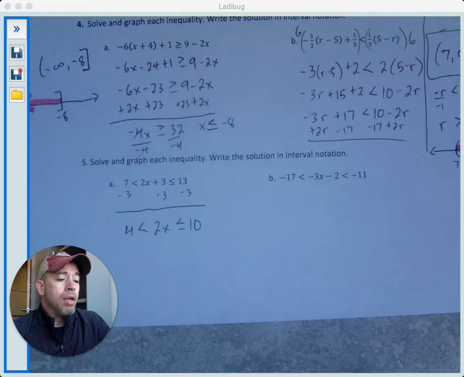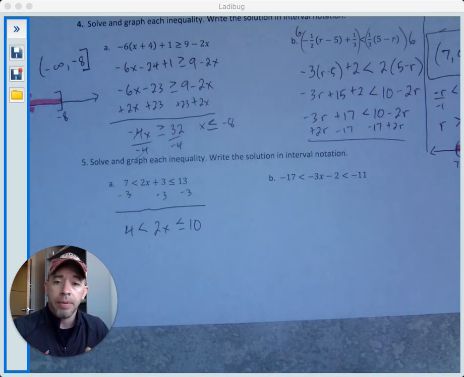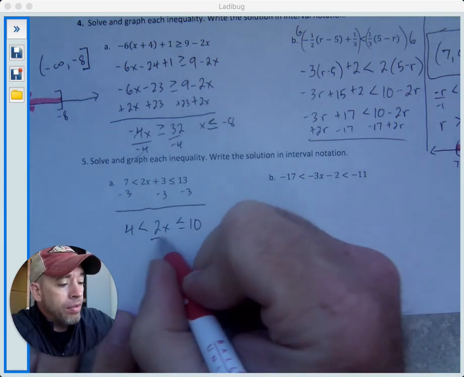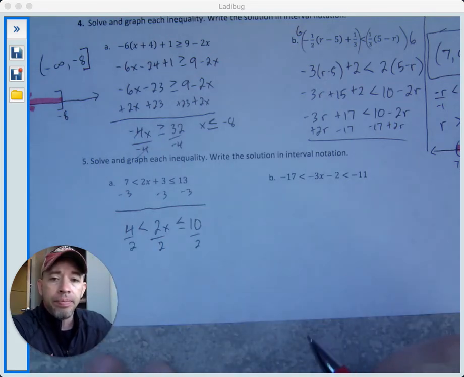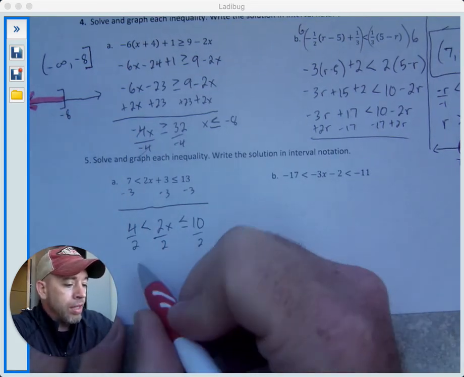But so x is closer to being by itself, but we still need to divide by 2, right? Or you could multiply by 1/2 if you like. So I'm going to divide by 2 since they're all divisible by 2. So we get a 2.